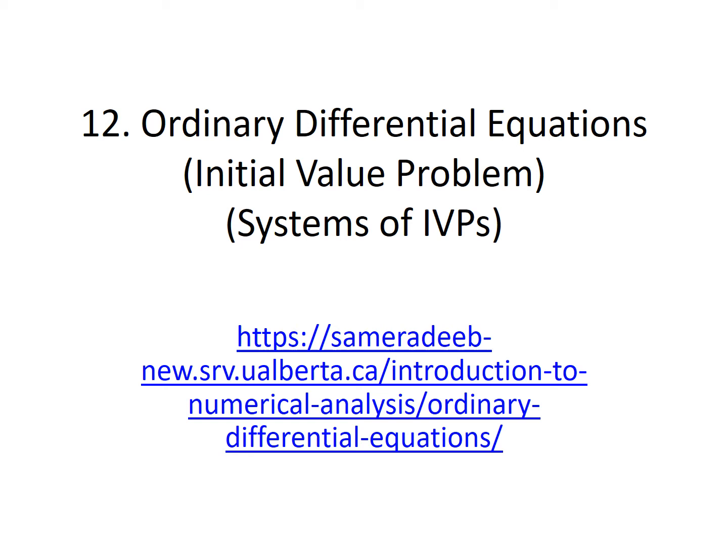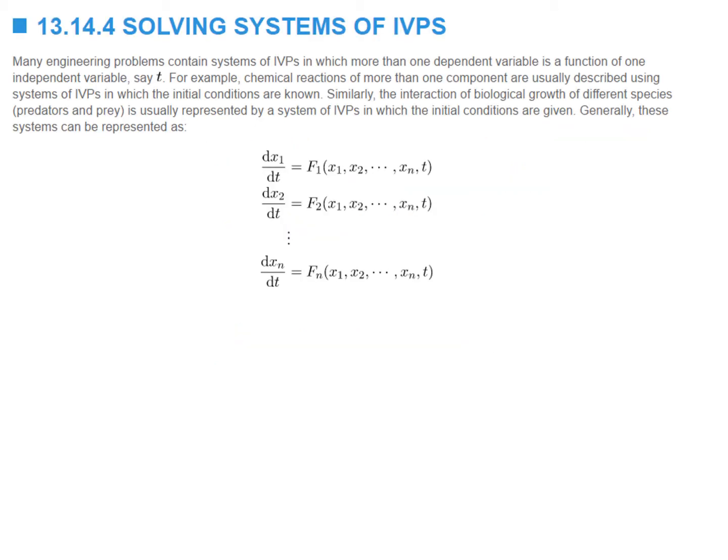In this video, we're going to look at solving systems of initial value problems using both the explicit Euler method and using the classical Runge-Kutta method that we studied in the previous lectures. So, a system of initial value problems is usually given as follows.